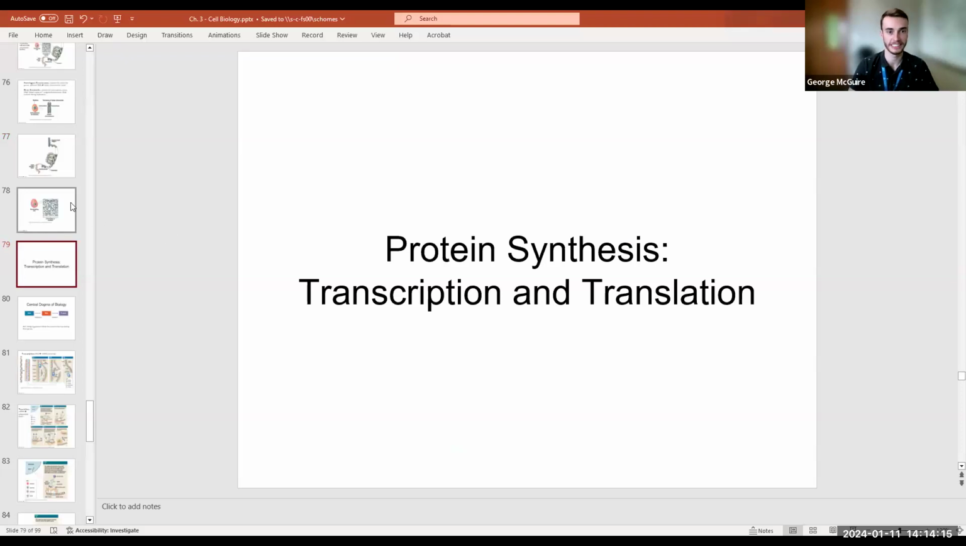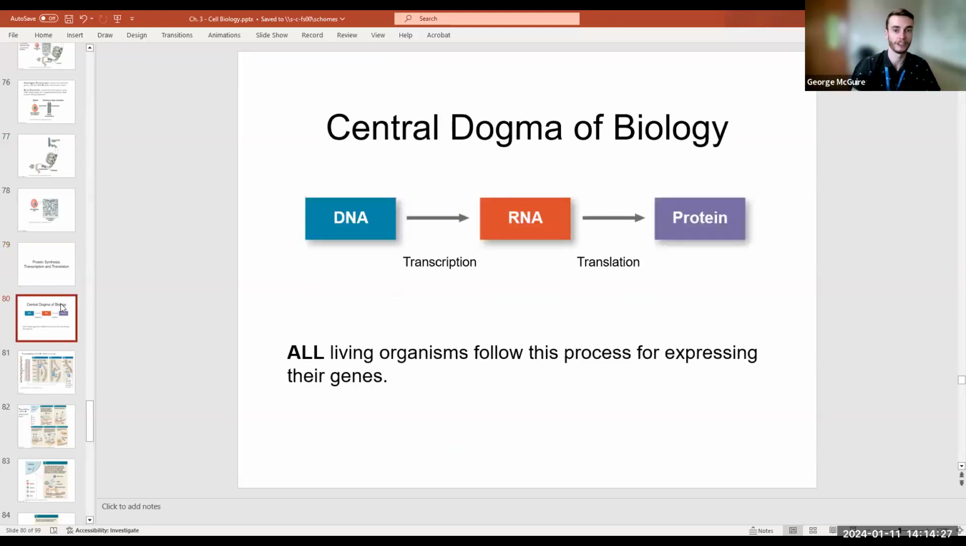Okay, so protein synthesis. As I mentioned earlier, DNA provides the instructions for how to create these proteins, and the process of protein synthesis is carrying out those instructions. This is the core of how all living things express their genes, so it is often referred to as the central dogma of biology. It is the core of everything else that we study in order to understand how living things work. We have two processes as a part of protein synthesis: transcription and translation.